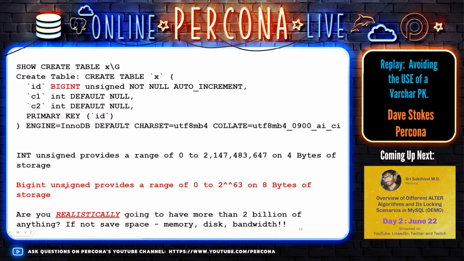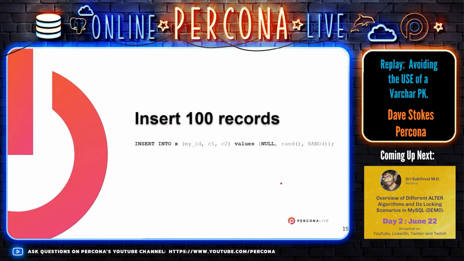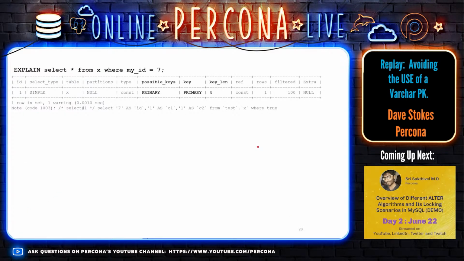You're just using it all as positive. Now, big int unsigned provides a range of 0 to 2 to the 63 on 8 bytes of storage, roughly twice the storage there, or exactly twice the storage in there. Now, are you realistically going to have more than 2 billion of anything? 2 billion customers, 2 million serial numbers? If not, save space, memory, disk, and bandwidth by going with an int. So we created our table, go in and insert 100 records.